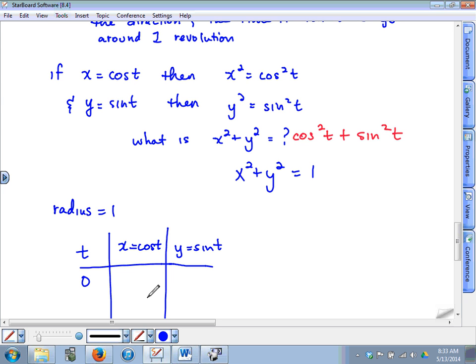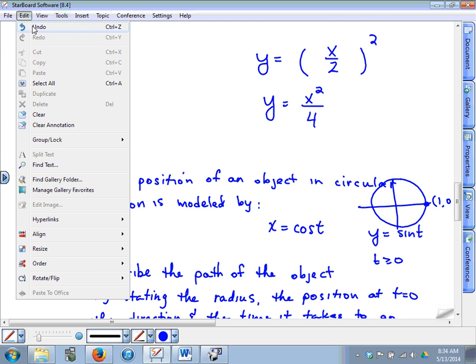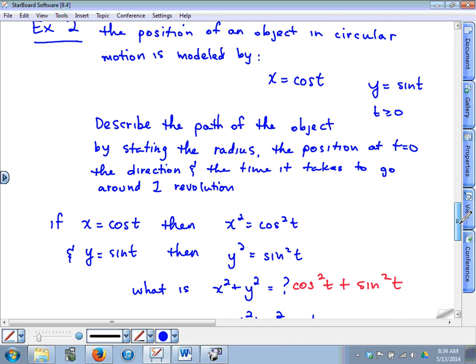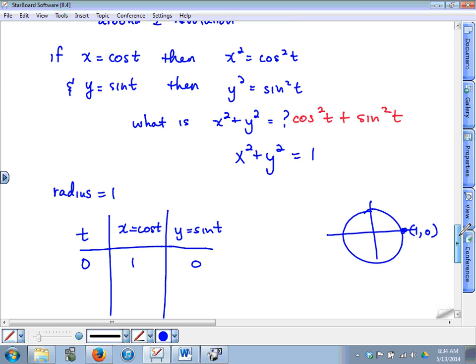What's the cosine of 0? Think about the unit circle. At 0 we have a point of 1 comma 0. Oh, come on. Dang it. There it is. Unit circle right here, we have a point of 1 comma 0. So the cosine of 0 would be 1. The sine of 0 would be 0. So this answers the other question.